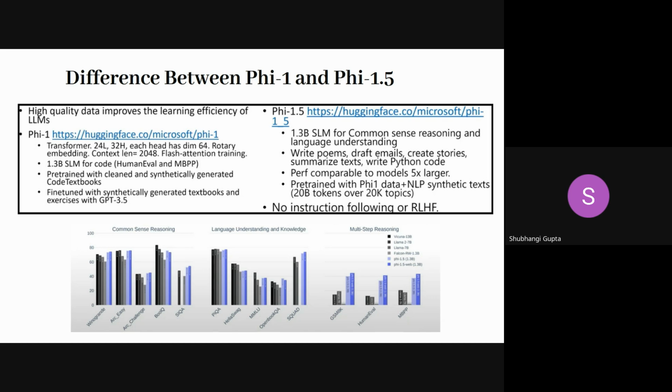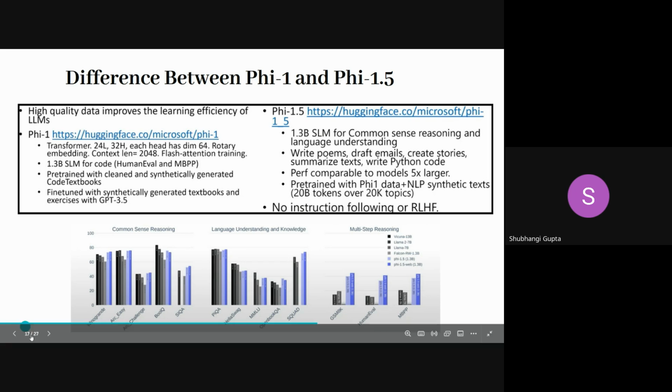Here we need to note one thing about the whole Phi series: there is no instruction tuning or RLHF done. It's basically pure pre-training. If you do further instruction fine-tuning, or reinforcement learning using human feedback, you can only expect to get the model better, right?